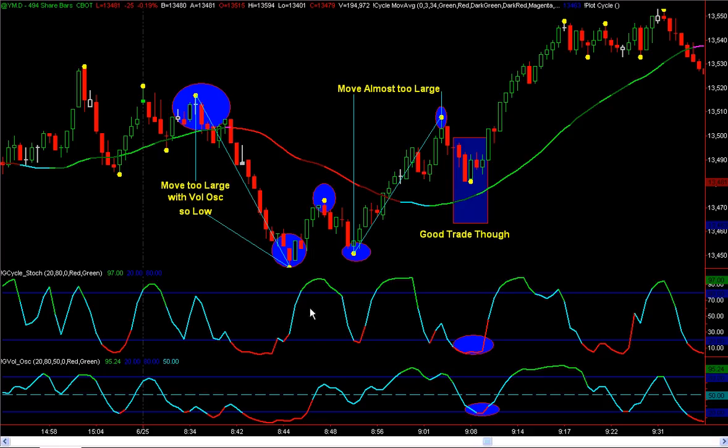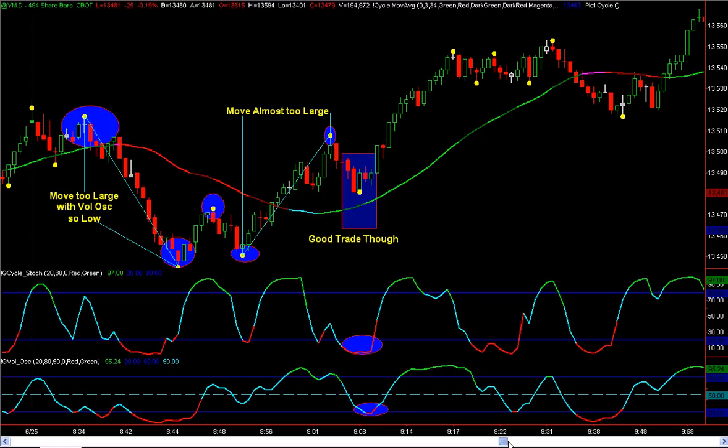This trade, everything with the setup was good for this trade, except we had a large move. This move was almost too large. We had a good setup because we had very few bars in the cycle moving average pullback area. The low of the move did not reach the cycle moving average, and we had a good signal off the G-cycle stochastics, a good cycle off the volume oscillator.